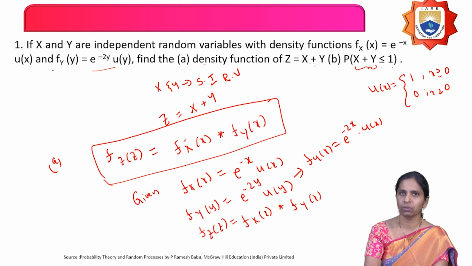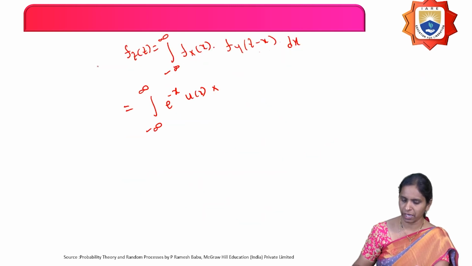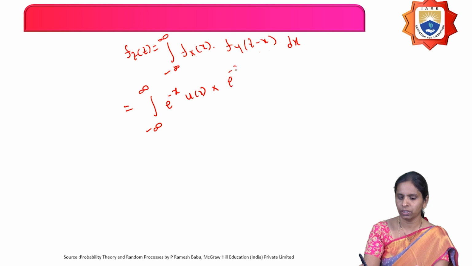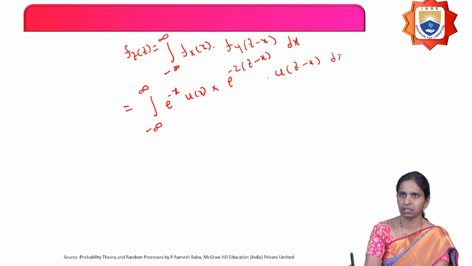Now what do you want? You want f_Y(z − x). So replace this y by what? z − x. Then what can you obtain here? e^(−2(z − x)) u(z − x) dx.